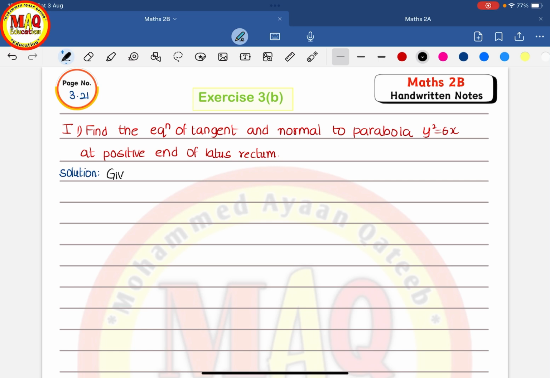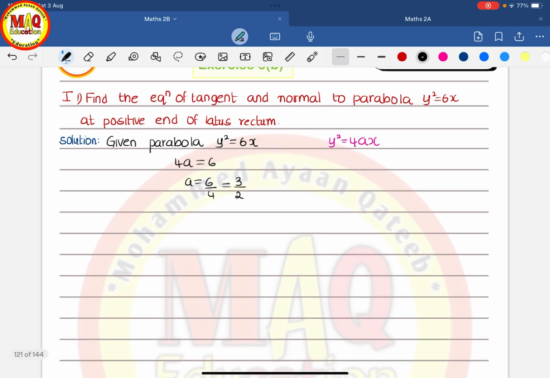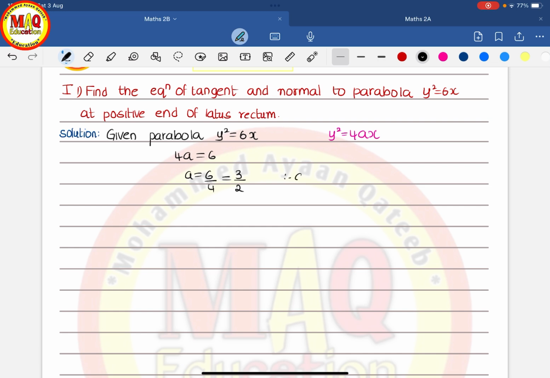Given parabola is y square equal to 6x. So we can compare this with y square equal to 4ax. Okay. So here 4a equal to 6 and a equal to 6 by 4, which means 2 3s are 6, 2 2s are 4, so 3 by 2. Therefore, a equal to 3 by 2.